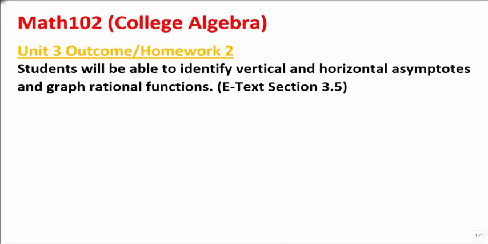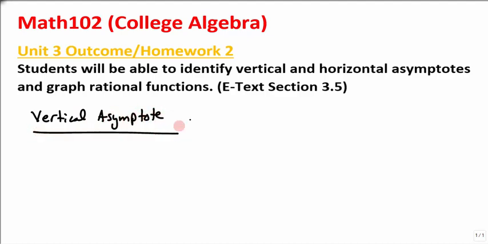In this section, we're going to be working with vertical and horizontal asymptotes and graphing some rational functions. Now remember, a rational expression is a numerator over a denominator, so we're going to be keeping that in mind. So to get started, let's talk about what a vertical asymptote looks like, and then we'll also talk about a horizontal asymptote.